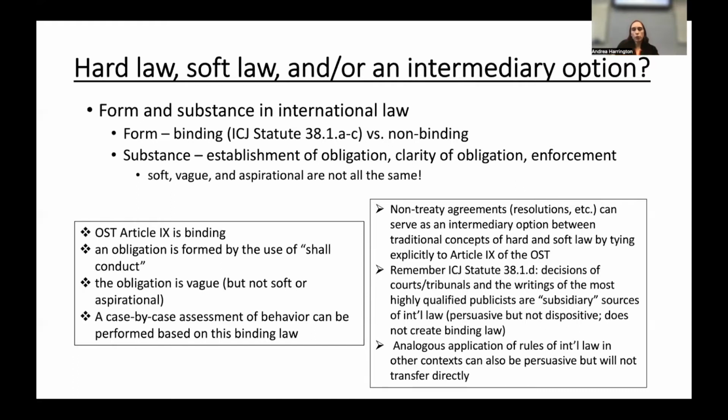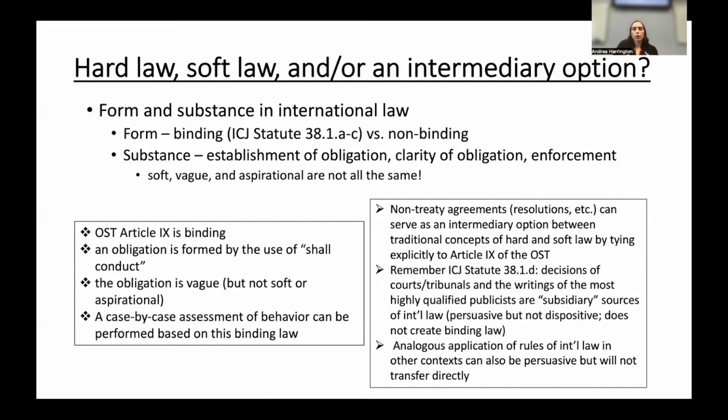So we can have non-treaty agreements like resolutions that I just mentioned that can serve as that intermediary option between traditional concepts of hard and soft law by tying specifically, in this case, through Article 9 of the Outer Space Treaty. So while the resolution itself would not be a binding document, would not be hard law, it would be considered soft law in terms of form. If it ties specifically to Article 9 of the Outer Space Treaty and it's adopted by consensus, then it has more teeth. It has more weight to help us get to binding rules, to help us access Article 9 of the Outer Space Treaty, to implement that rather than just having this nebulous set of guidelines that states may or may not choose to abide by.